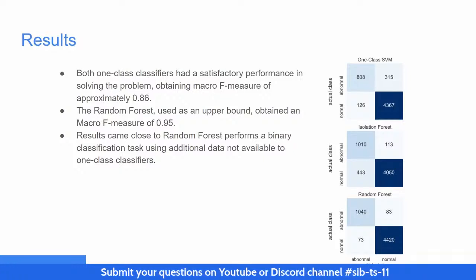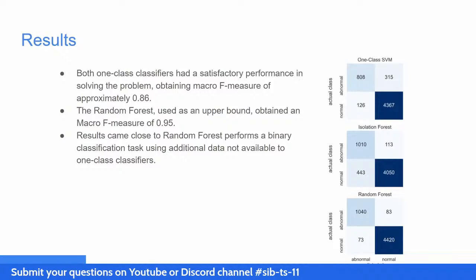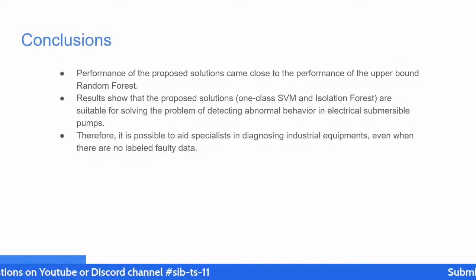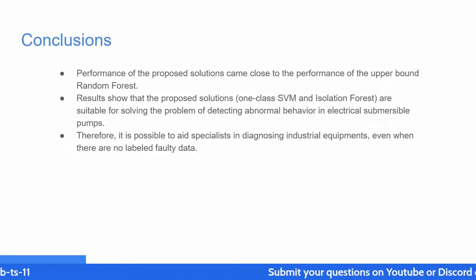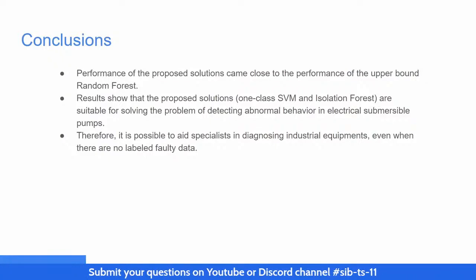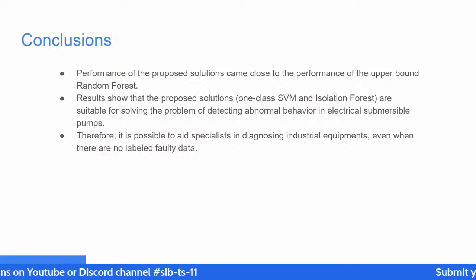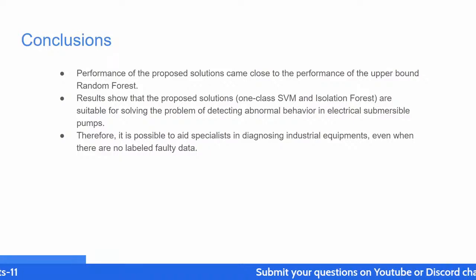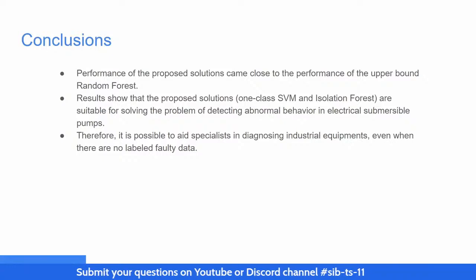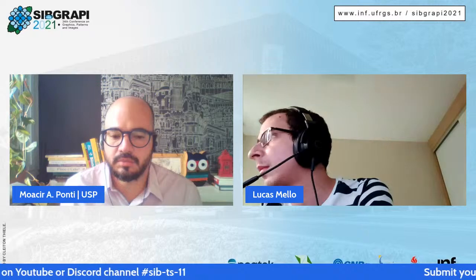The results show a good performance in both evaluated one-class classifiers. Results came close to random forest, which performs a binary classification task using additional data not available to the one-class classifiers. The results obtained show that both one-class classifiers behave similarly. They have a great power of generalization in this type of problem, so that the proposed solutions can have practical applications in the classification of problems in electrical submersible pumps.